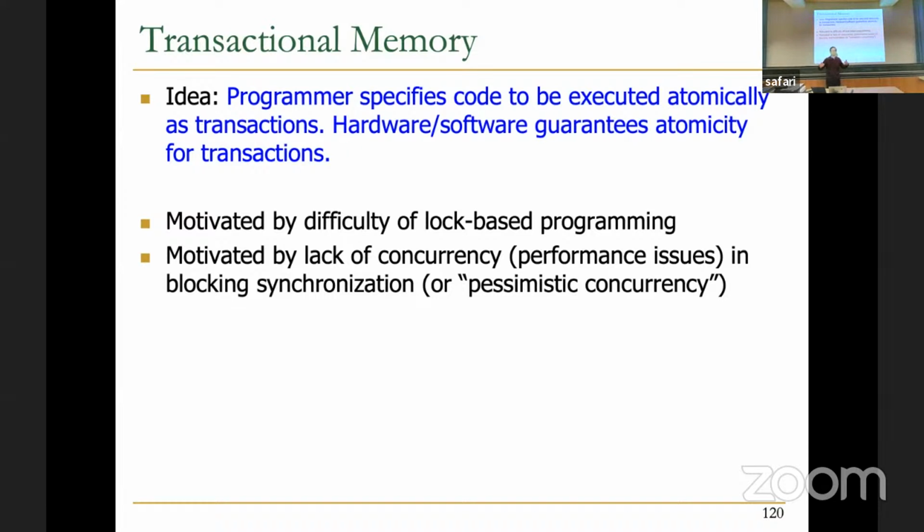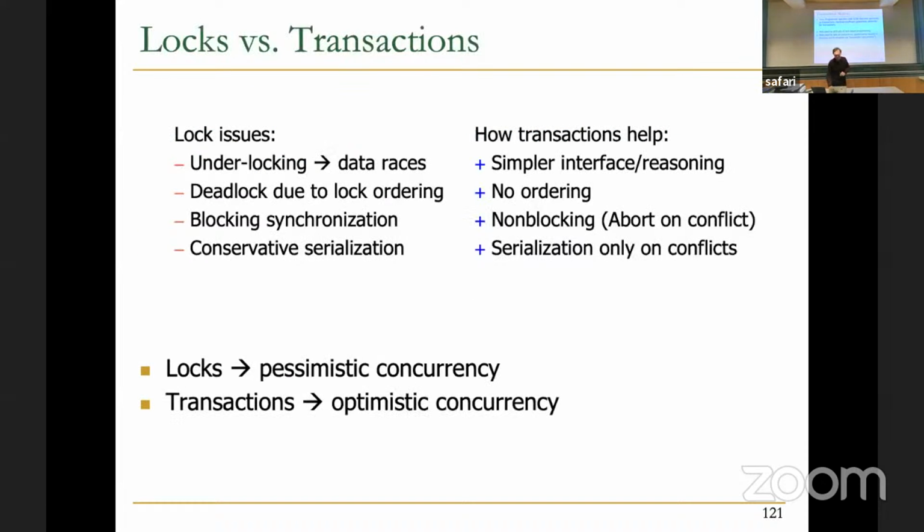two transactions may be executed and they may not be touching the same cache blocks at all. That happens if you have a larger-grained lock, for example. So there are a lot of issues with locks. You can underlock, you get data races, you have deadlock issues, you have blocking synchronization like pessimistic, and you have conservative serialization as a result.